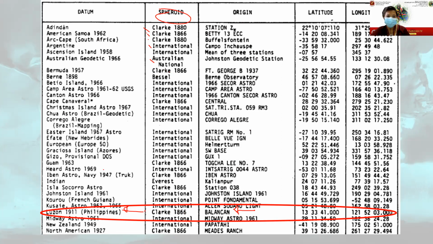The station Balanacan that I introduced to you earlier has a latitude of 13° 33' 41" and a longitude of 121° 52' 3". Just memorize this because it is very important. Again, the latitude of Balanacan is 13° 33' 41" and the longitude is 121° 52' 3".